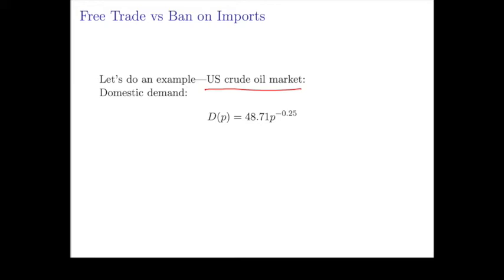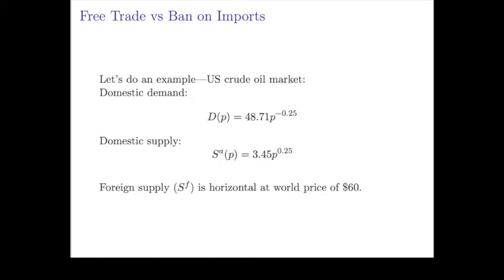The domestic demand is described by the demand function D of P equals 48.71 times P to the negative 0.25. The domestic supply is 3.45 times P to the quarter. And this is domestic supply, so this is the American supply, S_A. The foreign supply, so the world supply for crude oil, is a horizontal line at the price of $60.